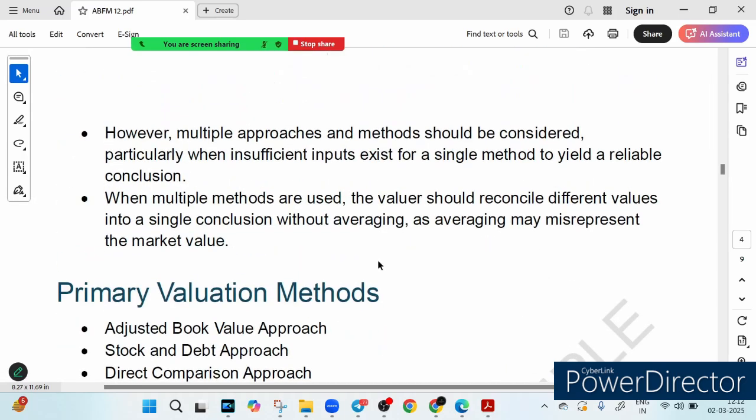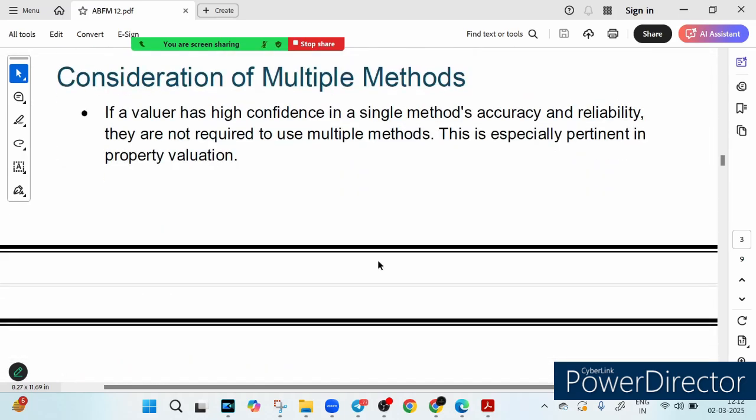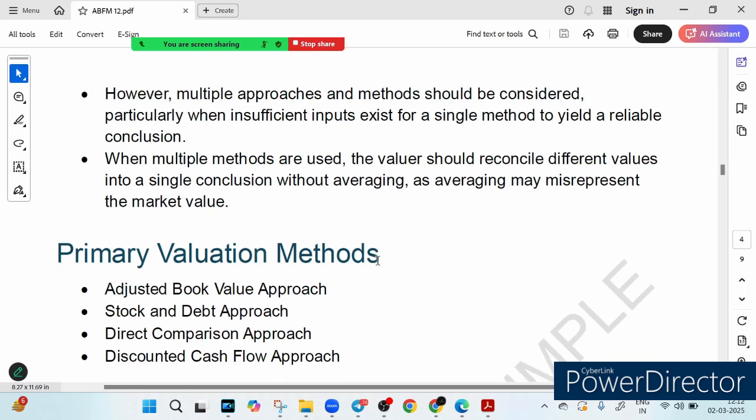So friends, just now we were saying that if a valuer has high confidence in a single method's accuracy and reliability, they are not required to use multiple methods. This is especially pertinent in property valuation, right? However, multiple approaches and methods would be considered, particularly when insufficient input exists. That is what we have talked about, right?